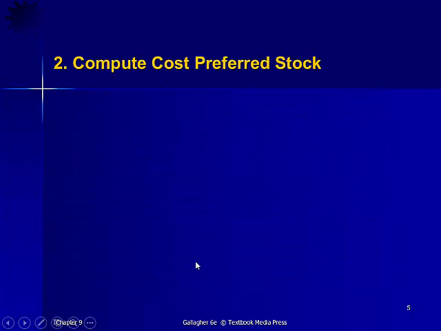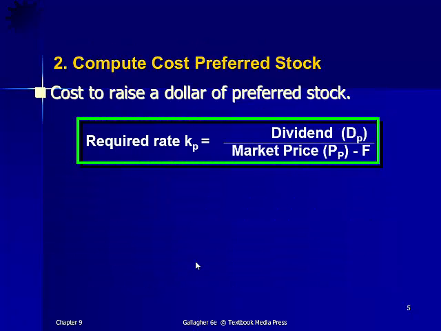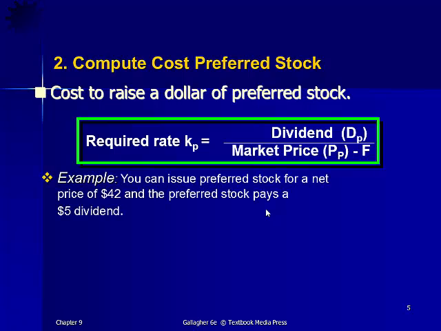If you had preferred stock, we would have a cost associated with that. The preferred stockholders are paid after the bondholders are, so their required rate of return is going to be greater. The preferred stockholders are paid before the common stockholders, so the preferred stockholders are going to have a lower required rate of return than the common stockholders do.